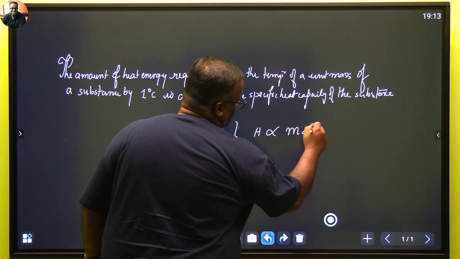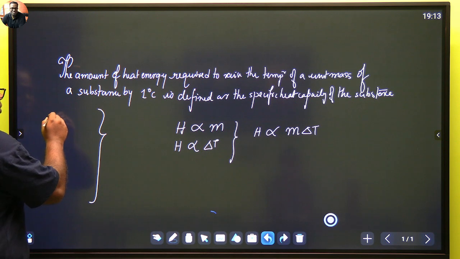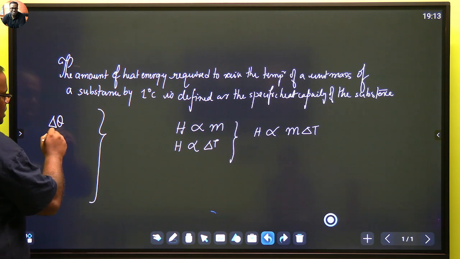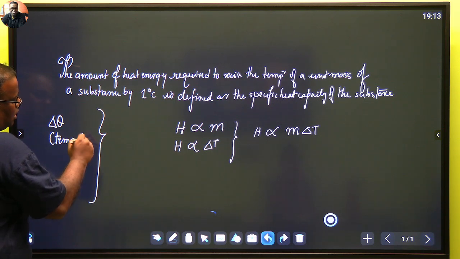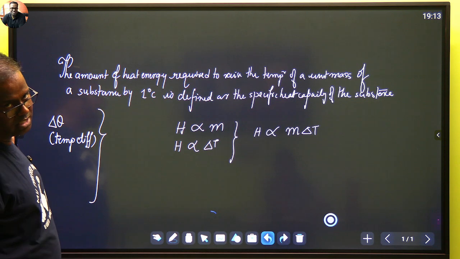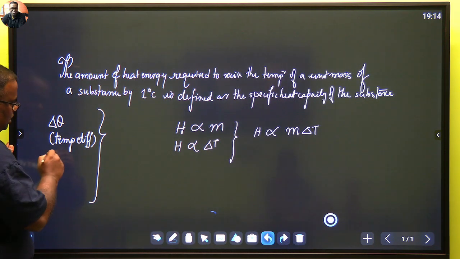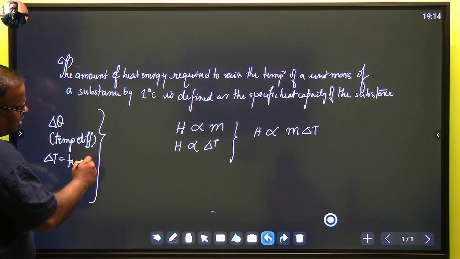So if you combine these two equations, then with proportionality we can write heat is directly proportional to m delta T. Now don't get confused out here. Your book will write everything as delta theta. Delta theta means the temperature difference. They are using delta theta because they think children might get confused with delta T as time. We are habituated to delta T, so I'm writing delta T. Delta T also means the temperature difference.